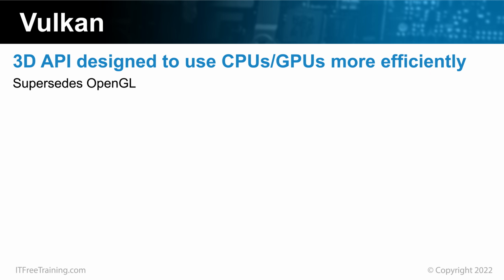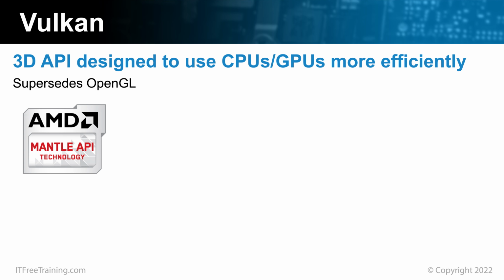Effectively, the Vulkan API supersedes OpenGL, and all development is now being done on Vulkan rather than OpenGL. To understand Vulkan, let's consider the history of it. To start with, AMD created an API called Mantle. This API was released in 2013.